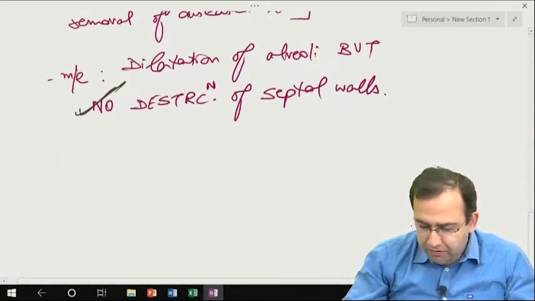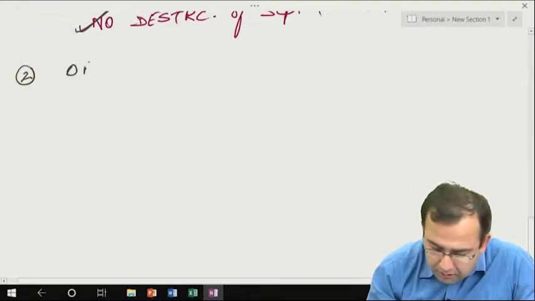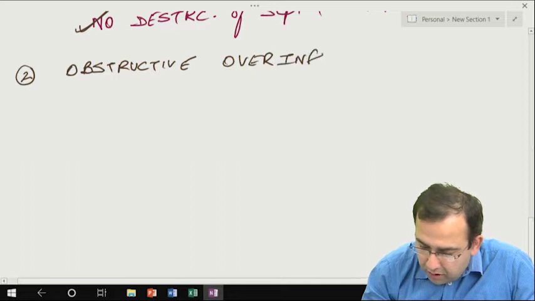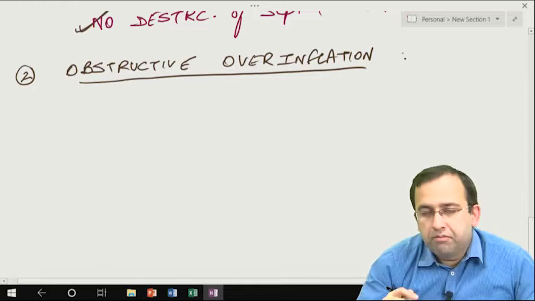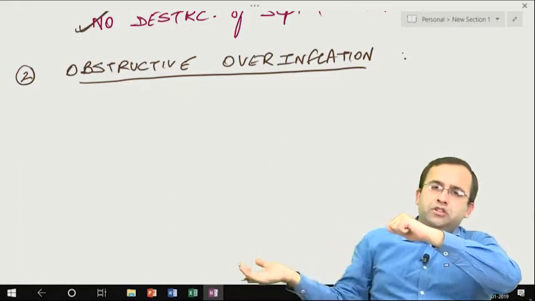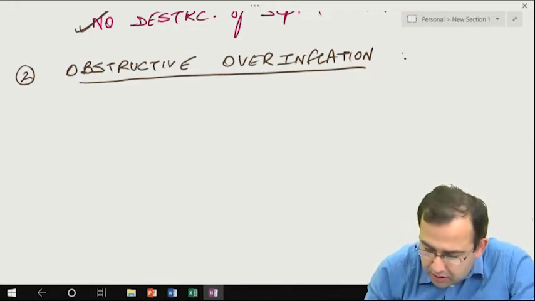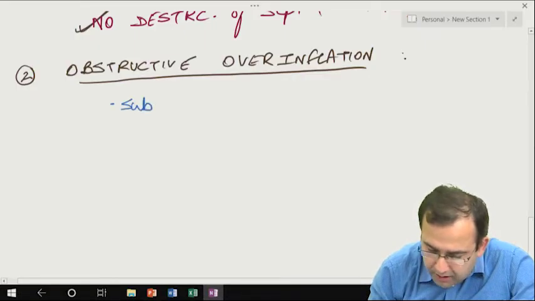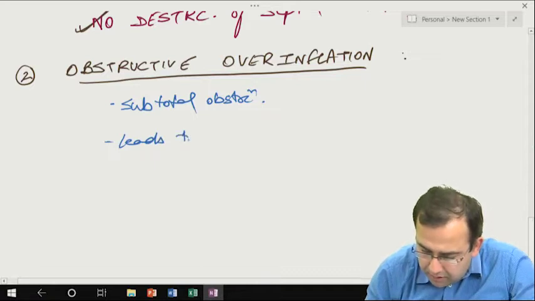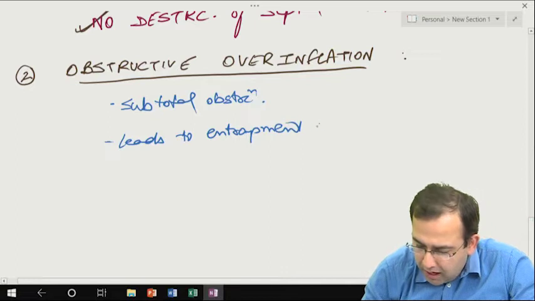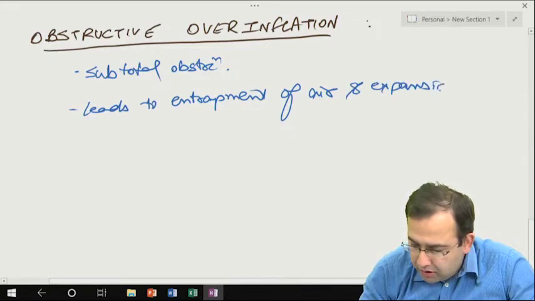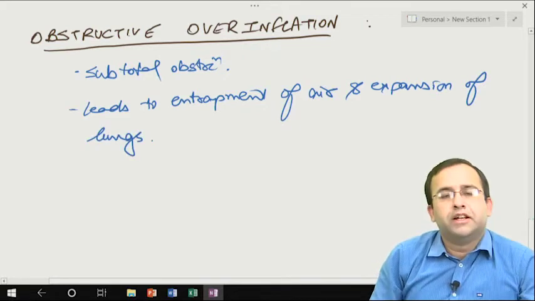Next type of emphysema is obstructive overinflation, again because of partial obstruction of the airway. If this is the airway, with partial obstruction the air can enter, leading to dilatation of the distal part, but it cannot come out. So it is associated with subtotal obstruction, which in turn leads to entrapment of air and expansion of lungs.